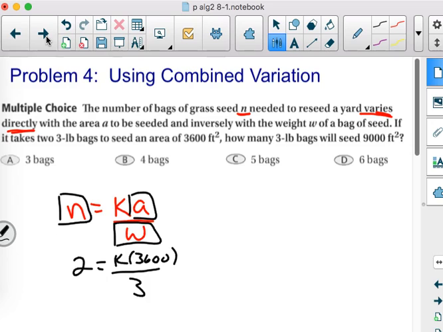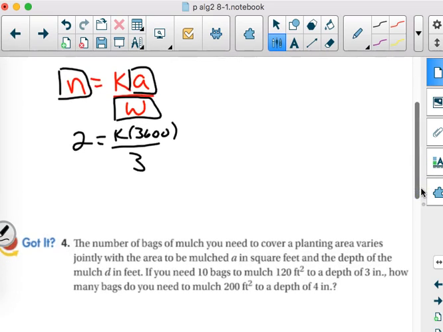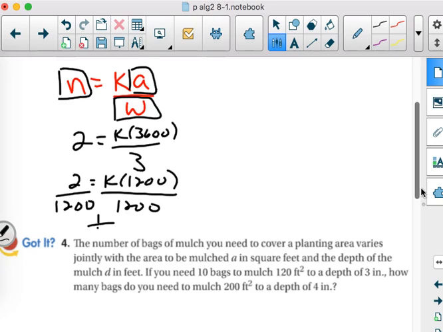So I'm not even going to finish the sentence. That's what I needed to find K. So I'm going to do a little algebra, a little bit of math actually, and find K. So 3,600 divided by 3 is 1,200. And then I'm just going to have to divide both sides by 1,200, and I will have K, which is 1/600th. Well, isn't that a pleasant number?